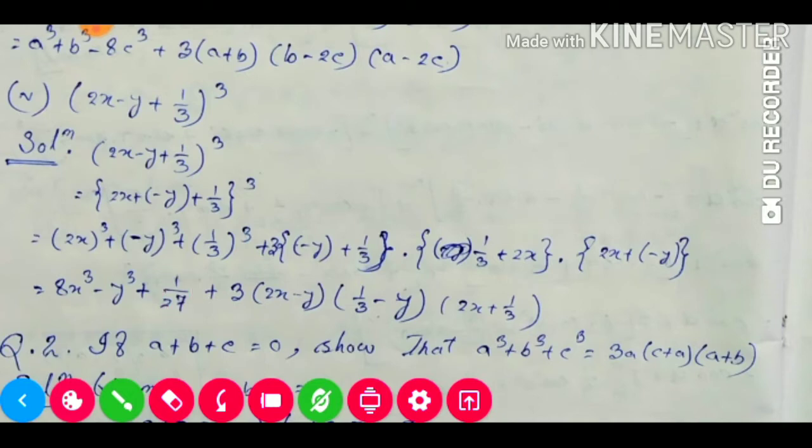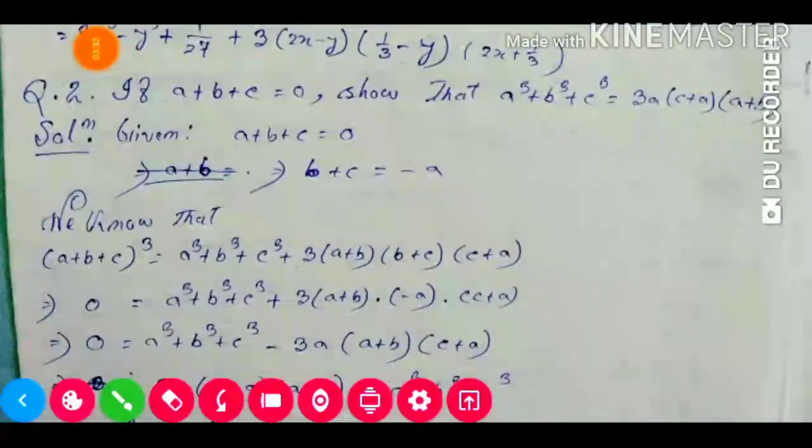Then this one we will take out from the bracket, and arrange this one. So first we will write 2x minus y, directly we are writing 2x, then 1 by 3 minus y, then this portion 2x plus 1 by 3. This type of math is very easy, you only need to apply the formula.